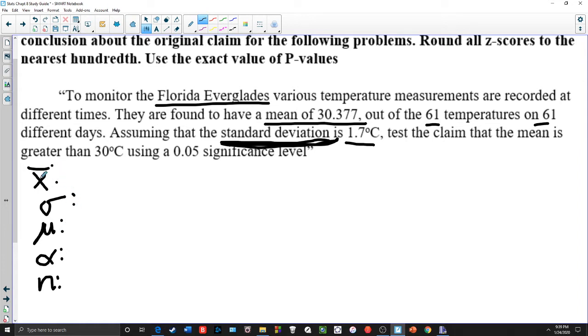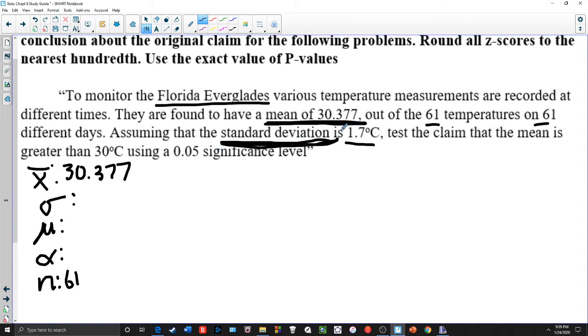So x bar is my sample average, and it says here my sample average is 30.377. That's the average of the temperatures that I got from my sampling, 61 temperatures in 61 days. Now, it's written twice, but it's not 122. It's just 61 as my n, because I had 61 temperatures that I'm looking at. So I don't need to add the two 61s together. It's just take one of them.